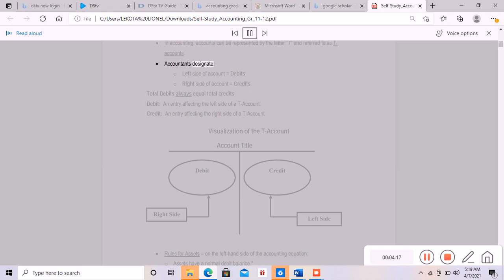Debit: an entry affecting the left side of a T account. Credit: an entry affecting the right side of a T account. Visualization of the T account. Account title.